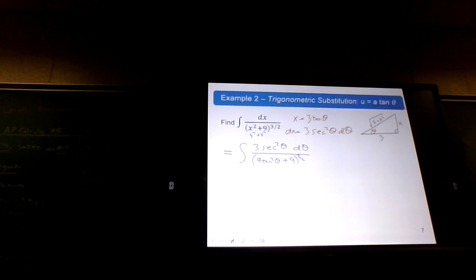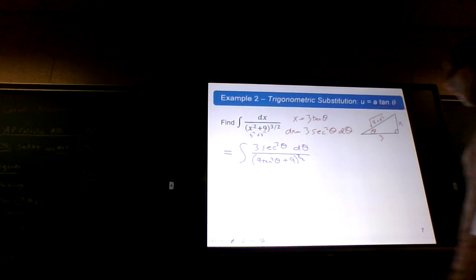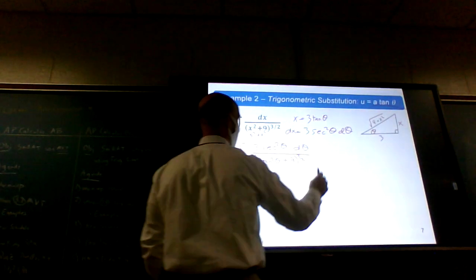Okay, you guys remember this, sine squared plus cosine squared equals 1? What happens if I divide everything by cosine squared theta? It'll be tangent squared theta plus 1 equals secant squared theta. You with me? Okay, that's going to come back to help us here in just a second, okay? You can already see it. Okay, so I'm going to keep going.